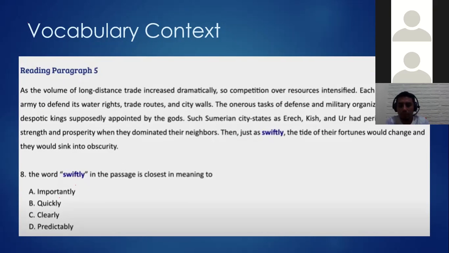I'll say letter B, quickly. I think it can be, definitely B. Why do you think it is B? What context helps you there in the sentence? Because it's talking about change and fortunes. So that gives me the idea that they're trying to put in context that they can change easily or quickly.